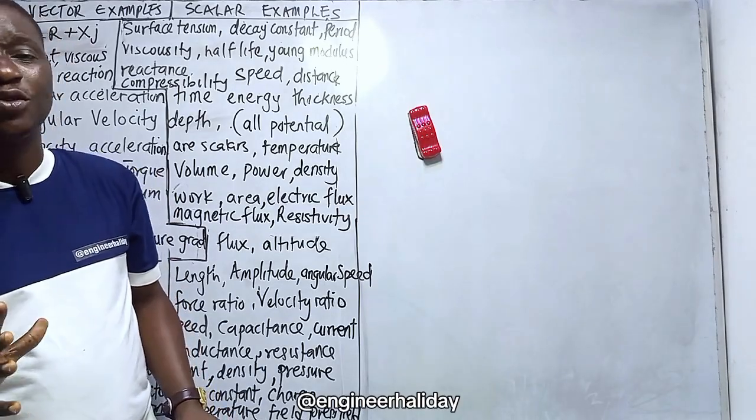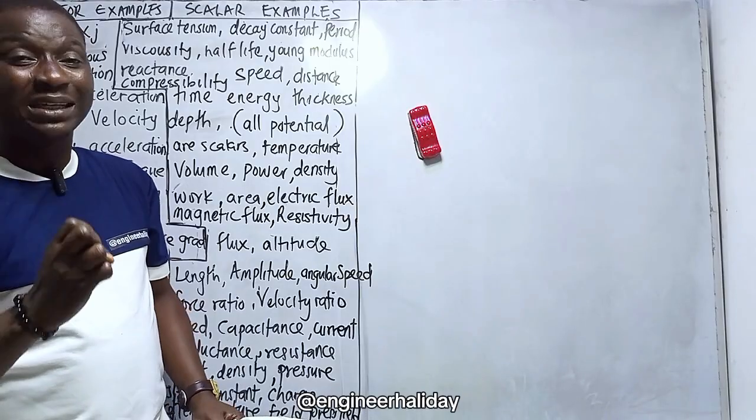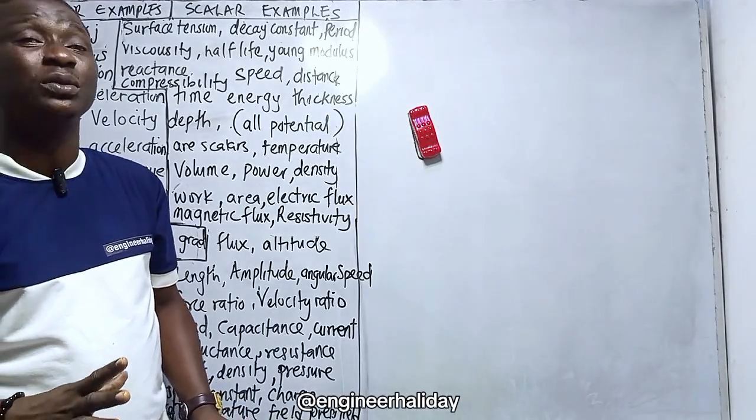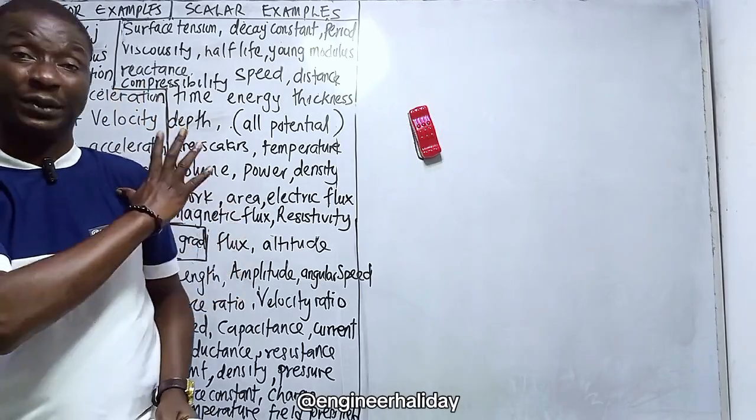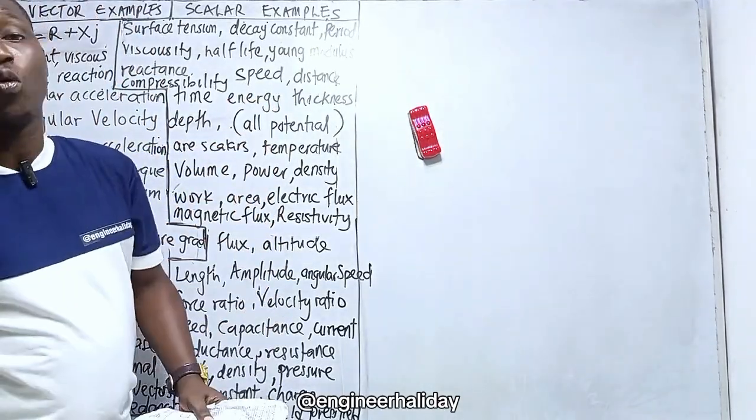Now, listen and listen so good. Now, when we talk about scalars, we say those that have magnitude or no direction. If you check the examples listed on the board, you see that there are more scalars than vector quantities.